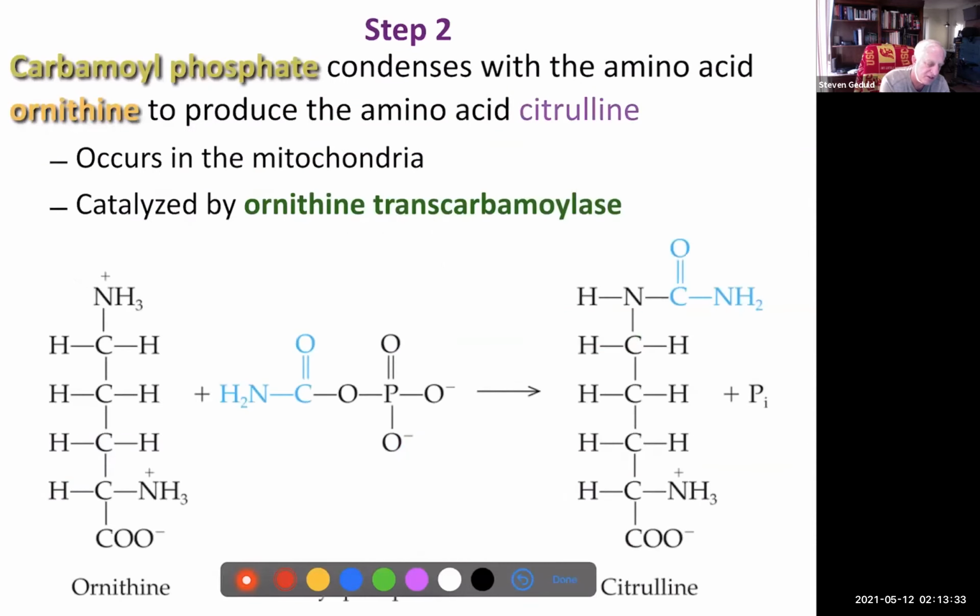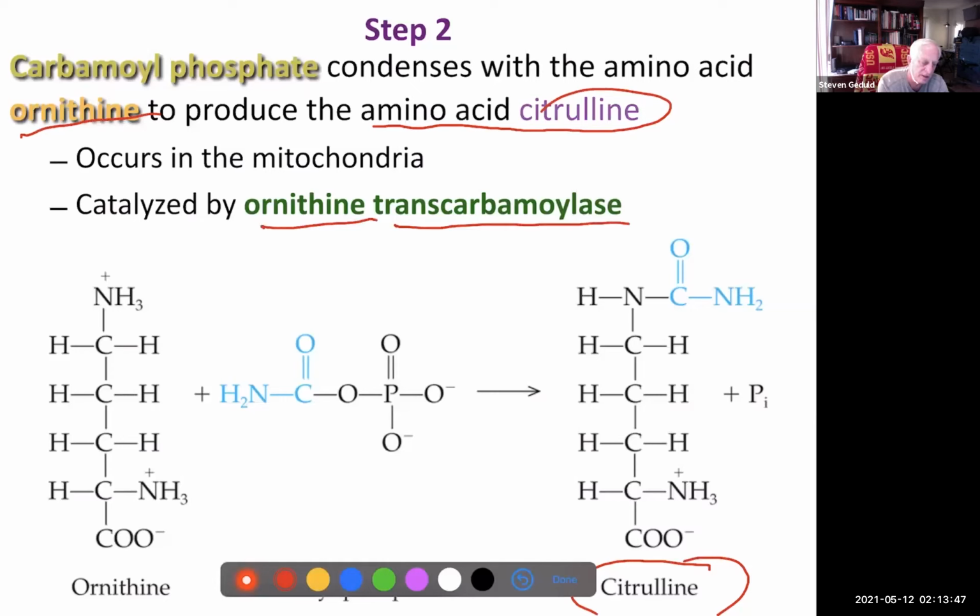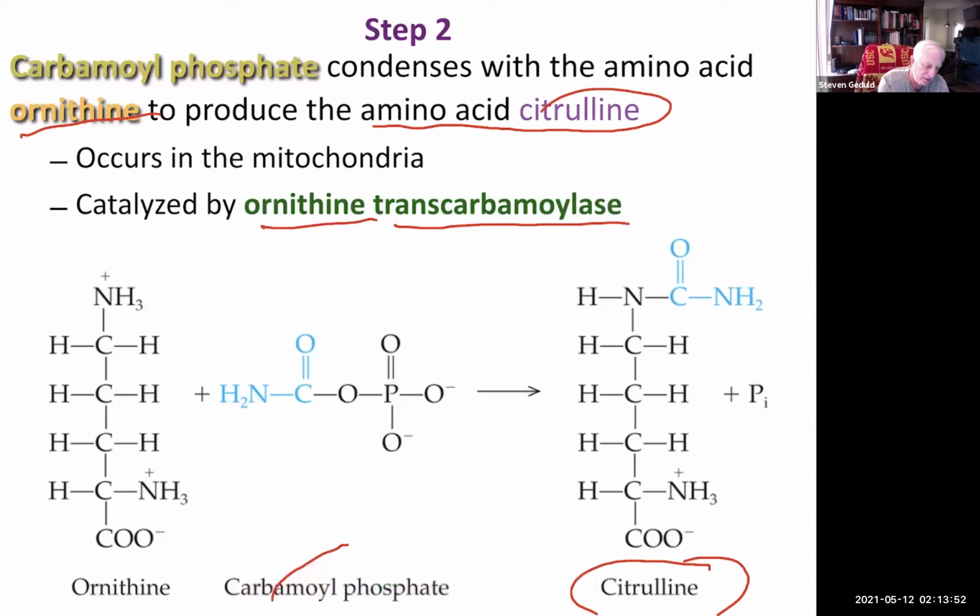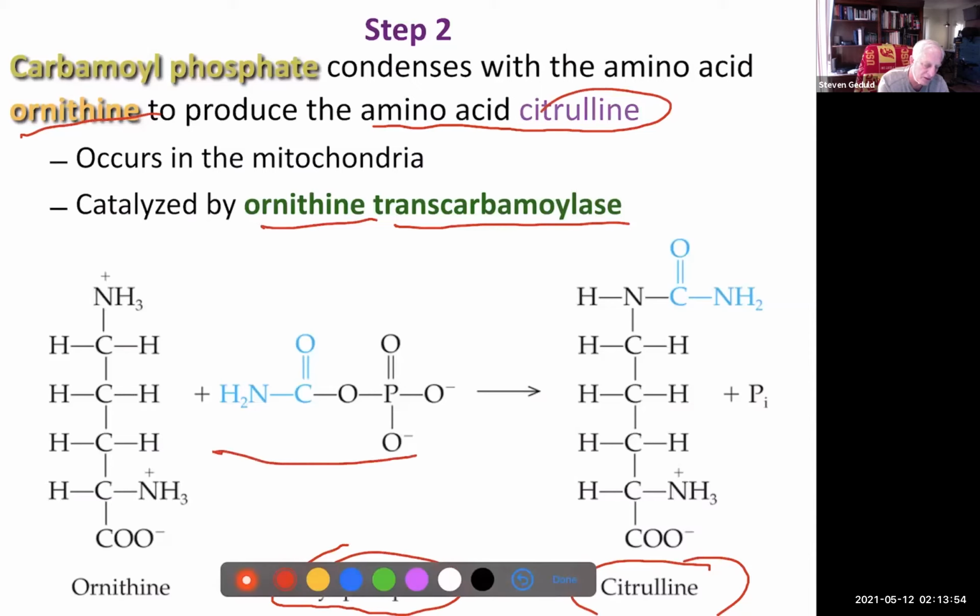Okay. Then it takes the carbamoyl phosphate, condenses it with the amino acid ornithine to produce the amino acid citrulline. Okay. Again, it occurs in the mitochondria. It's catalyzed by ornithine transcarbamylase. That's your second step. Okay, because here's your carbamoyl phosphate. This was generated in the first step. And this came from your first step. And then it's combined with ornithine to produce citrulline.